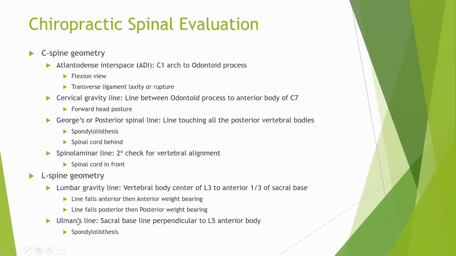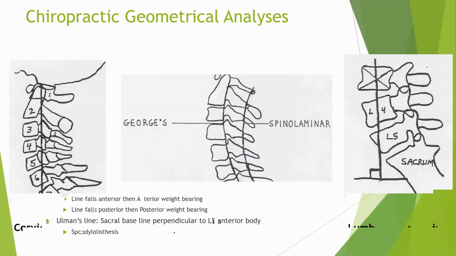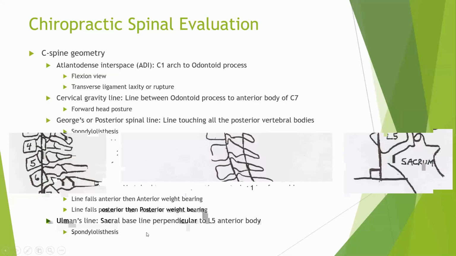It's called Ullmann's line. What is Ullmann's line? Ullmann's line is essentially the sacral base line perpendicular to the L5 body. I don't have the picture because it is a little complex to draw. Let's say the sacral base line falls right over here in this direction, and there is another line from the anterior of the body that falls like this, and if that line is not perpendicular, then there is spondylolisthesis.